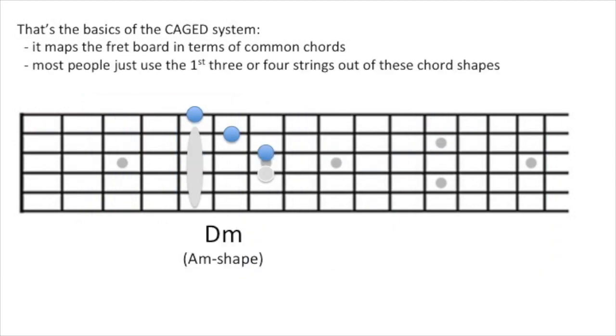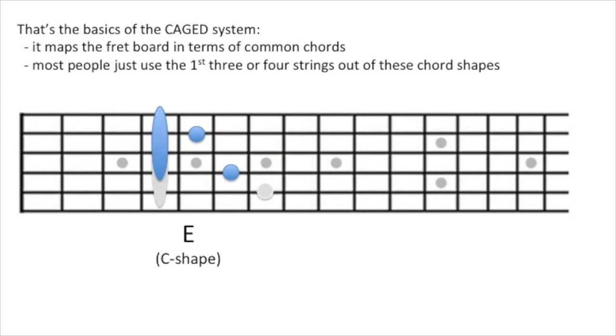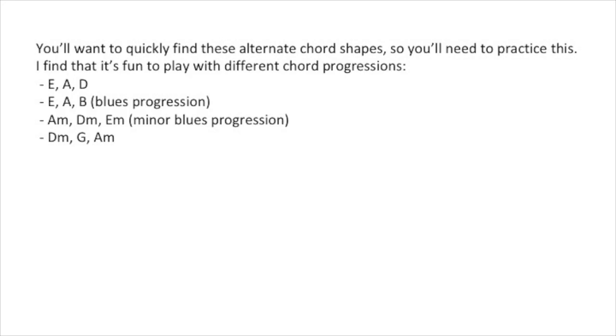Most people just use the first 3 or 4 strings for these different shapes. You'll want to be able to quickly find these alternate chord shapes, so it takes a bit of practice to burn these into your memory. I don't have any tricks to make this simple to memorize. But we'll see through the rest of this video that the CAGED system is so powerful that you'll naturally get plenty of opportunities to master it.